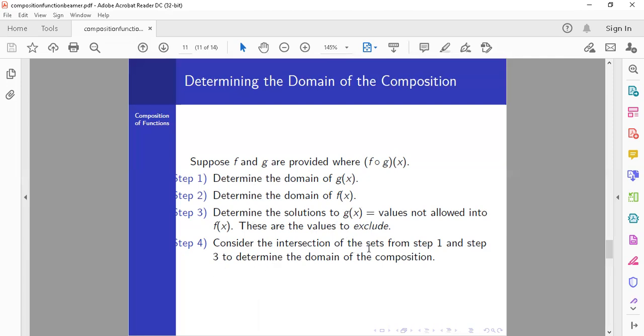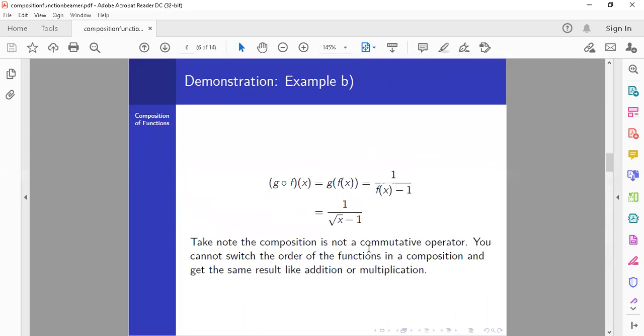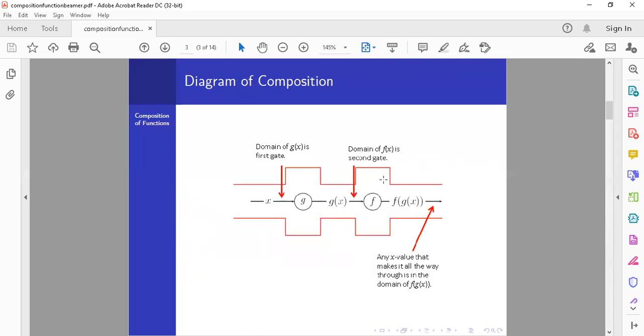So if we scroll back to the beginning where we had our picture here, this outlined what we needed to do. The domain of G is our first gate, so we have to make sure we can go into that. The domain of F is our second gate. Whatever comes out of G has to be allowed into F. This is where we get that solving step.